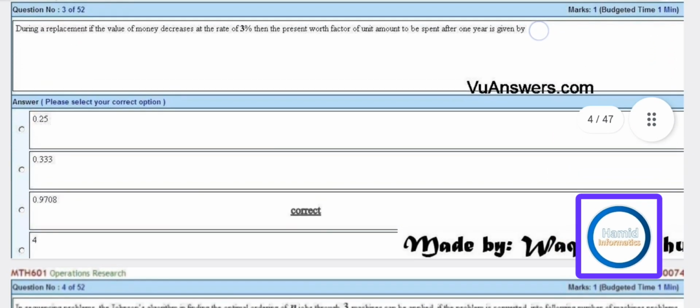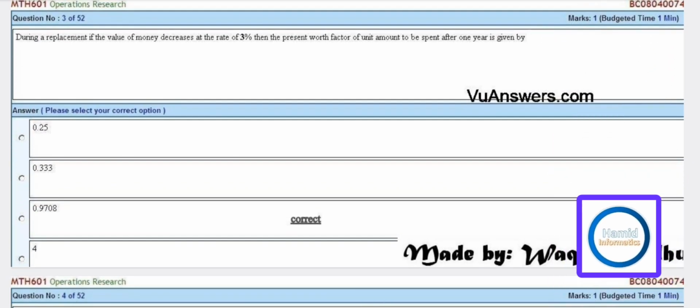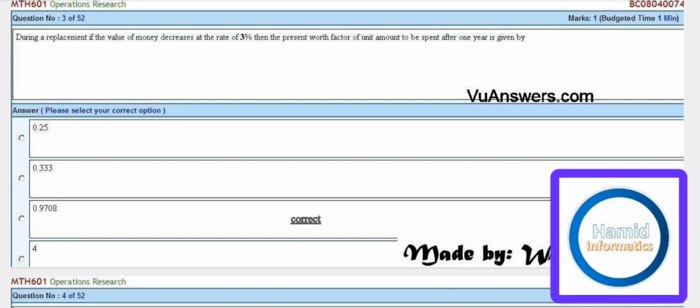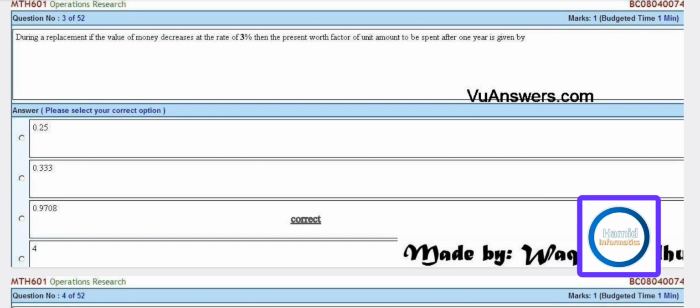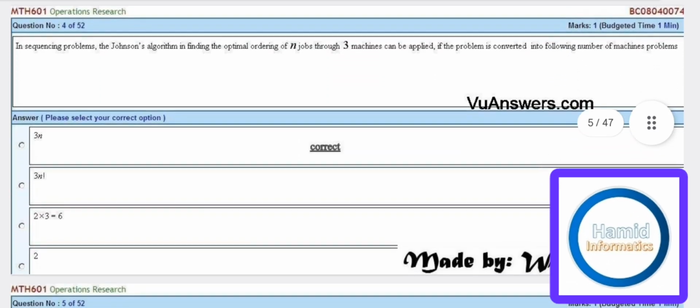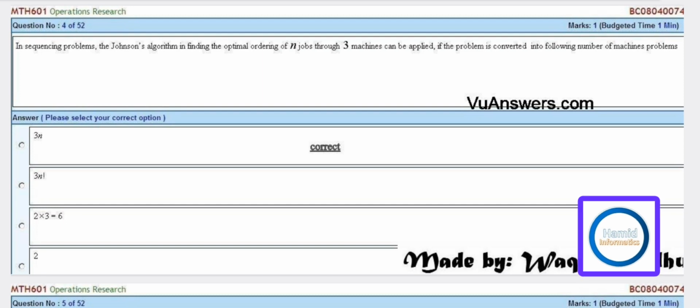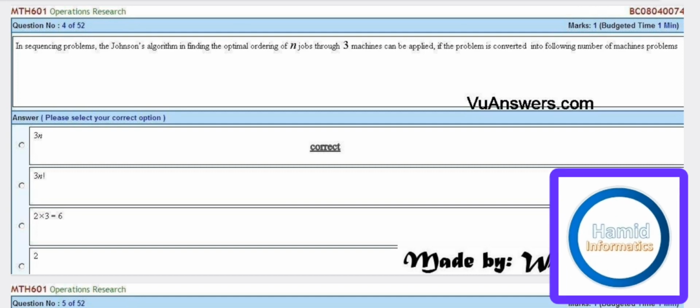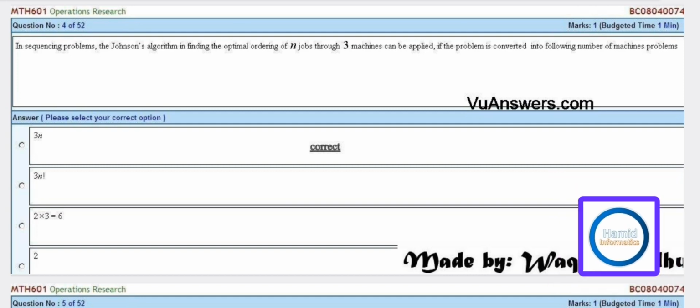Next question is, during a replacement, if the value of money decreases at the rate of 3%, then the present worth factor of unit amount to be spent after 1 year is given by, and the answer is 0.9708. Next is, in sequencing problem in the Johnson's algorithm in finding the optimal ordering of n jobs through three machines can be applied if the problem is converted into following number of the machine problems, and the answer is 3n.